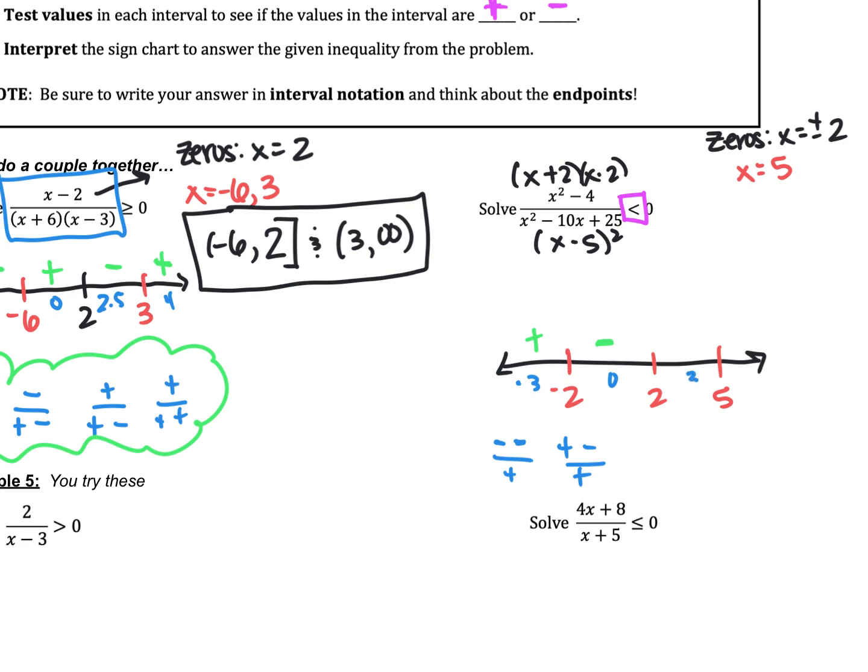2 to 5, I might pick 3. No, my denominator is going to be positive because it's squared. 3 plus 2 would be a positive. 3 minus 2 would be a positive. I would get a positive.